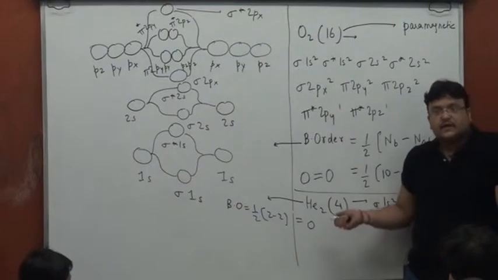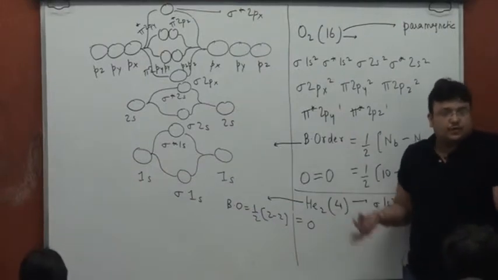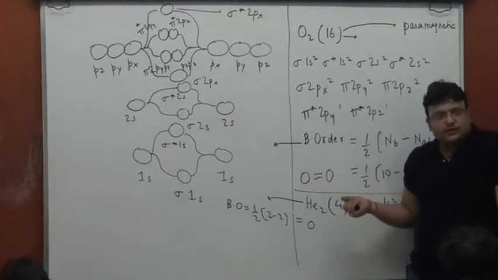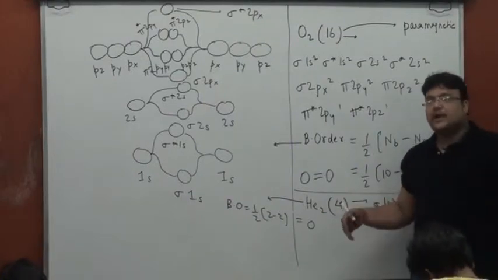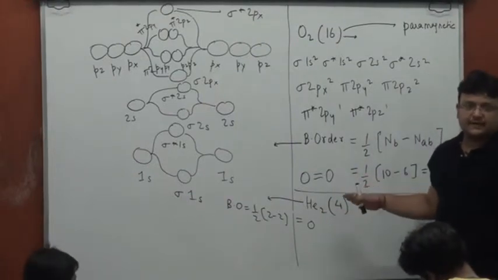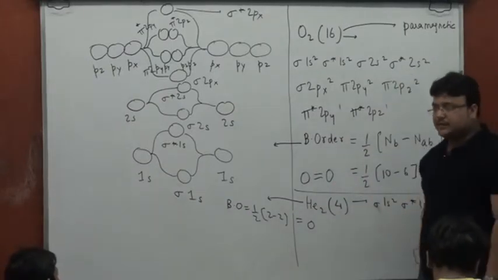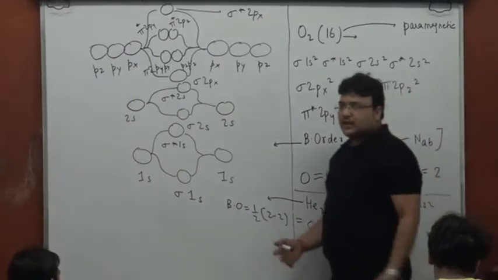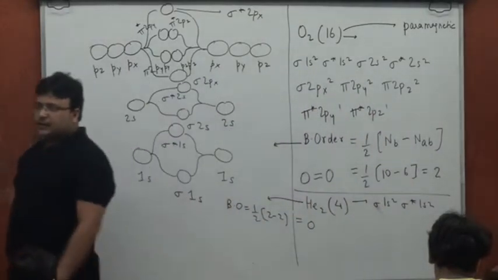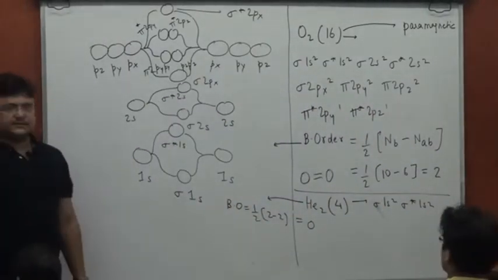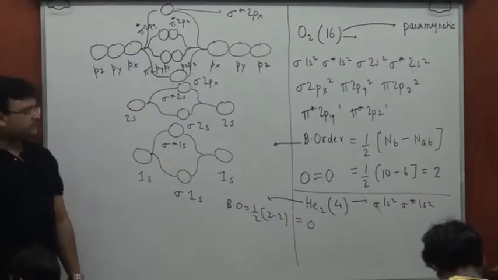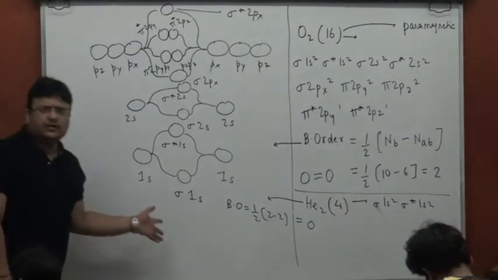And this is the best way to explain the inertness of noble gases. It's the best way to explain the inertness of helium and the non-existence of a molecule of this kind, because the bond order is found to be 0. So again, MOT happens to be the best way to explain the inertness of noble gases. Fair enough? I hope we can move on.